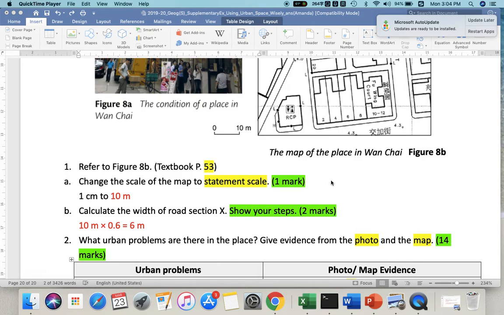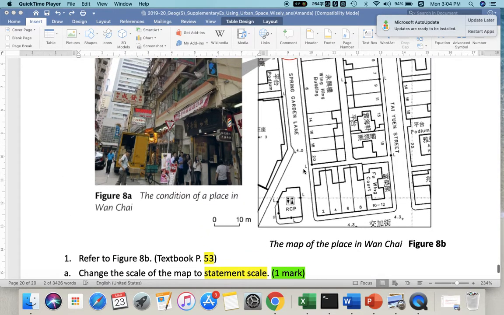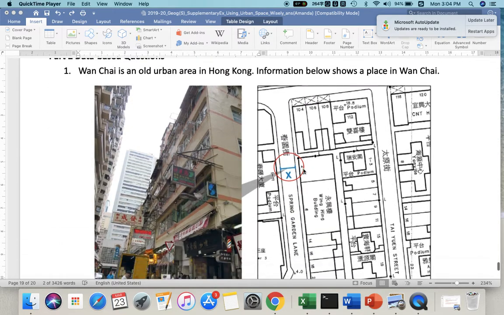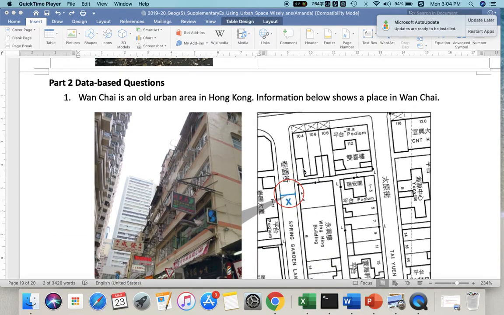Okay, hello students. So for this week, one important concept is the map reading skills and the database questions on your supplementary exercise that I have attached for you this week. And this week you need to learn how to do page 21 for the skills of the database questions on the photo evidence and the map.